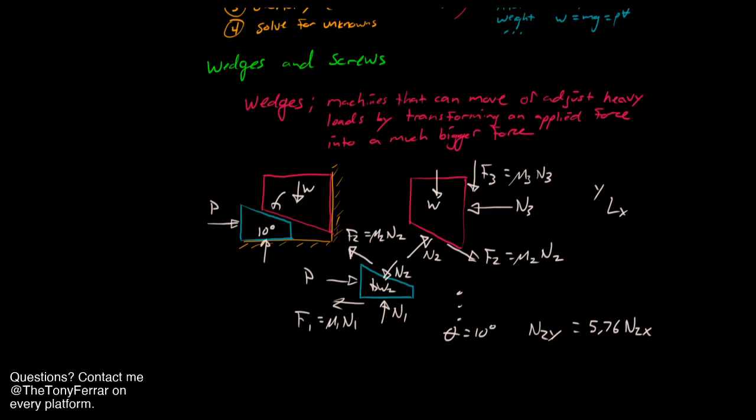Now, we lose some of that because of the friction forces, and so P doesn't get to be only 1/5 or 1/6 of the load that we're trying to move. It's going to have to be a little more than that to overcome friction too. But we've saved ourselves a lot of force by using this wedge.